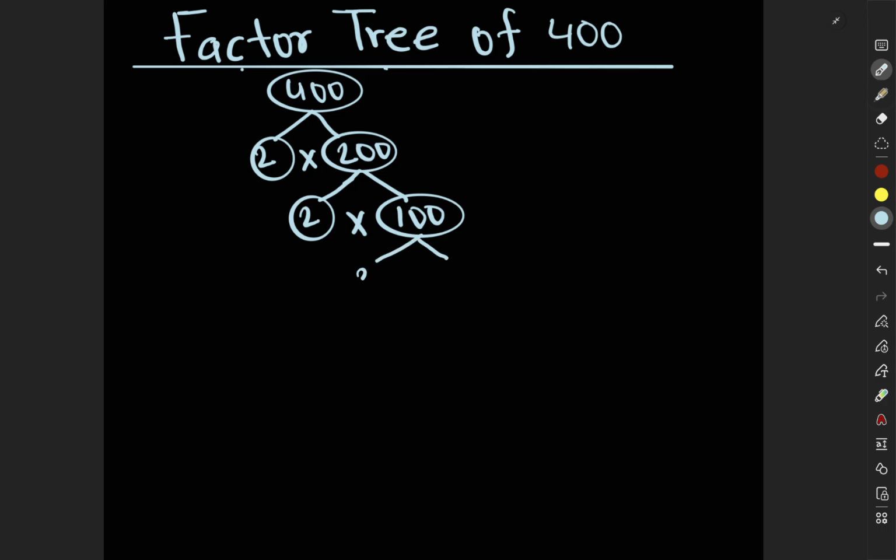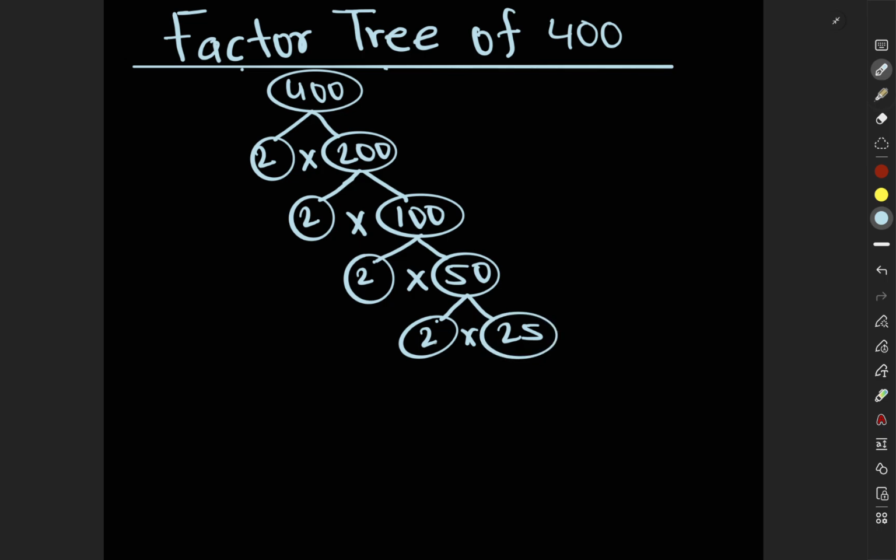100 can be written as 2 times 50. 2 times 50 means 100. 50 can be written as 2 times 25. 2 times 25 means 50. 25 can be written as 5 times 5. 5 times 5 means 25.